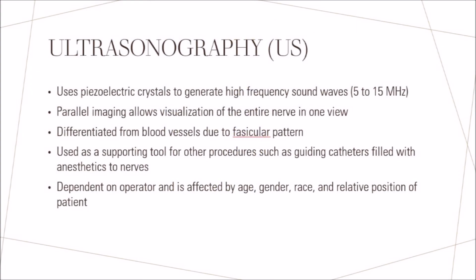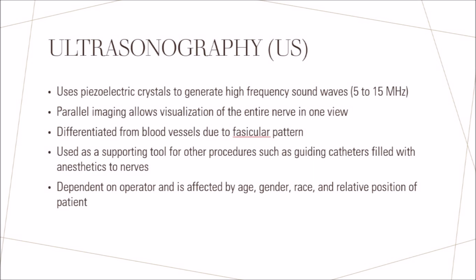Ultrasonography typically sees limited use in the medical world when trying to image nerves. As we learned in class, ultrasound works by using piezoelectric crystals to generate high-frequency waves that are used to image different structures of different attenuations. Nerves can be differentiated from blood vessels in ultrasound due to the fascicular pattern of the nerves that the blood vessels do not have.